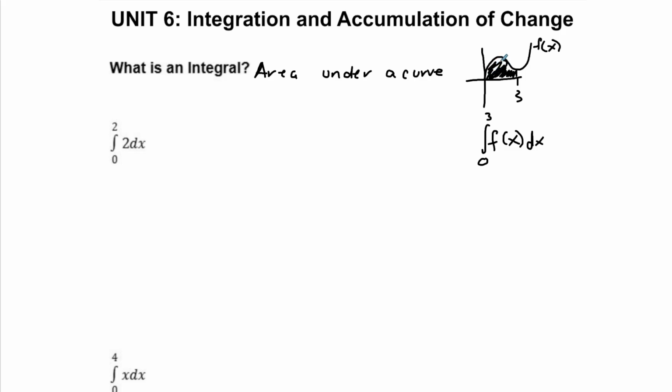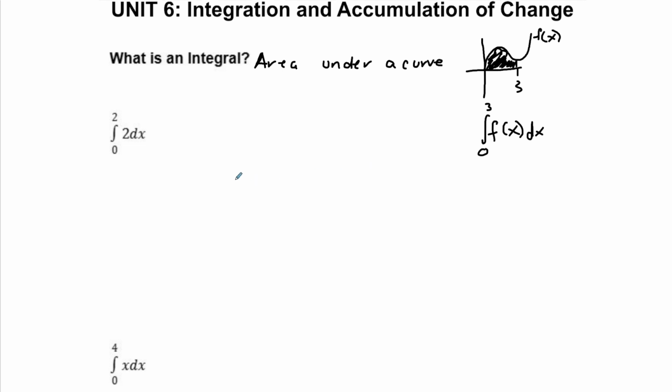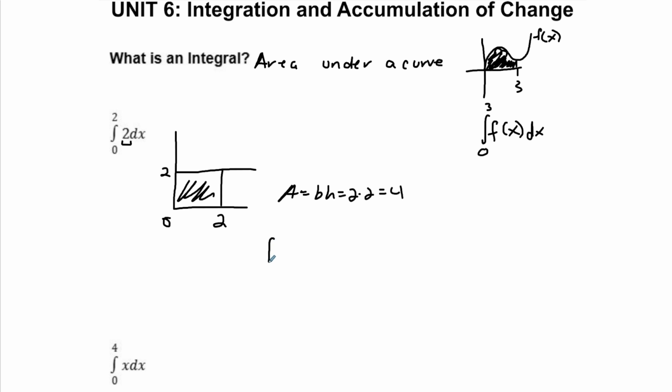So we first learn how to integrate these using geometry. In this question, we're asked the integral from 0 to 2 of 2 dx. If we draw the function f of x equals 2, that is just a straight line at 2. From x equals 0 to x equals 2, the area under the graph would just be a square. So the area equals base times height, 2 times 2, which is 4. So the integral from 0 to 2 of 2 dx equals 4.